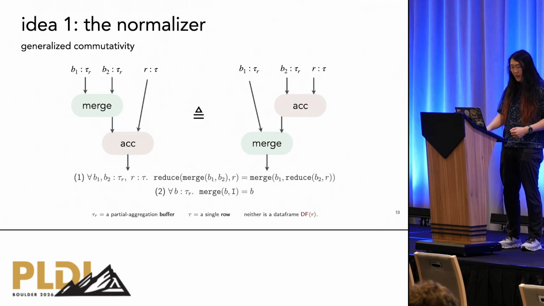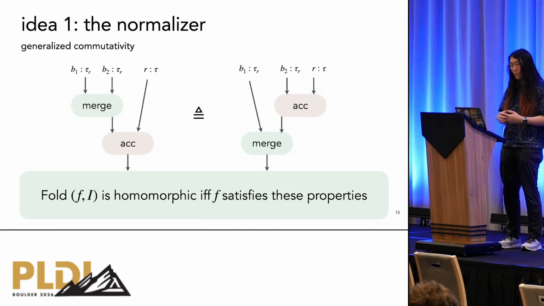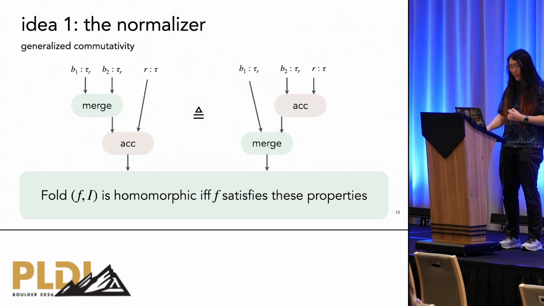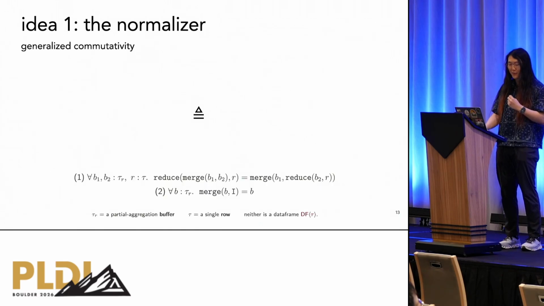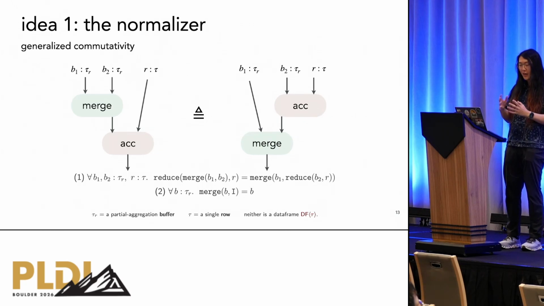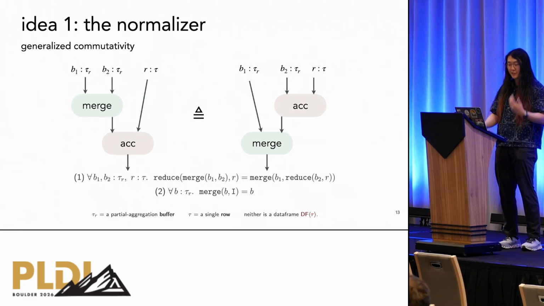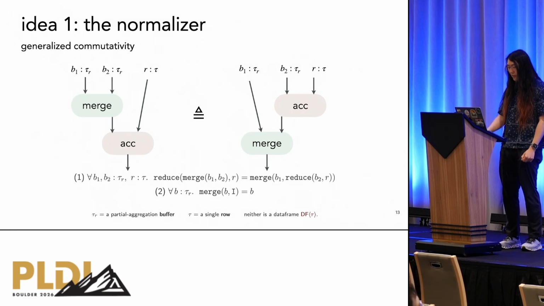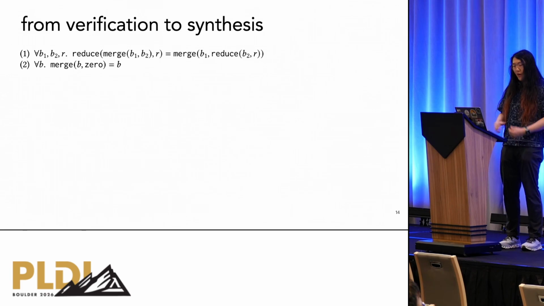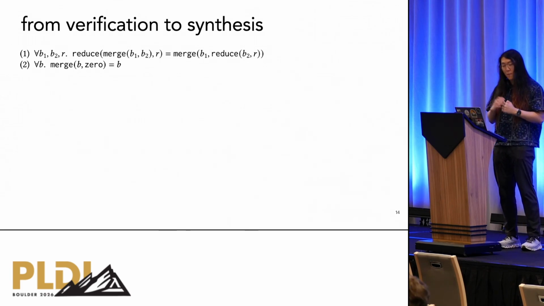The key result we have here is that fold is a homomorphism if and only if the accumulate function satisfies those properties I showed here. And I started to introduce the second condition, which is the identity law. This is the side condition that basically states that merging the empty partition does nothing instead of changing the result. Cool. So now that we have a local way of verifying, this also makes the synthesis problem simpler.